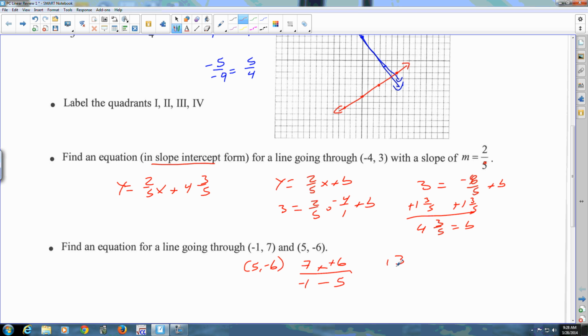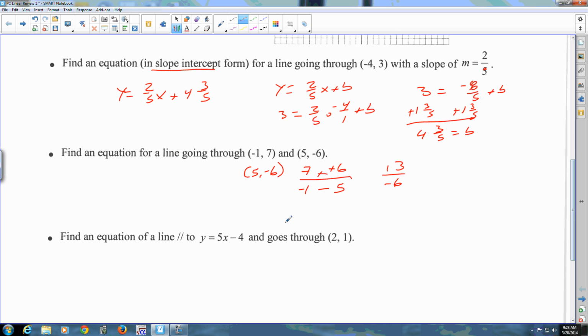All right. So 13 over what's that? -6. Write the equation of the line going through that. So then you've got... Doesn't matter which point you pick. -13/6 x plus b.